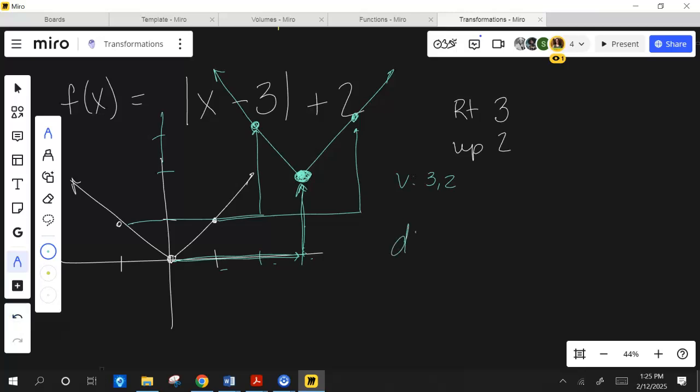What's the domain? What's the range? To infinity.